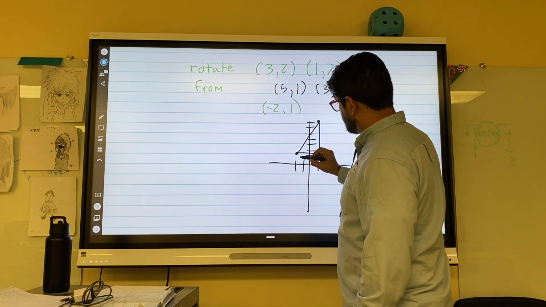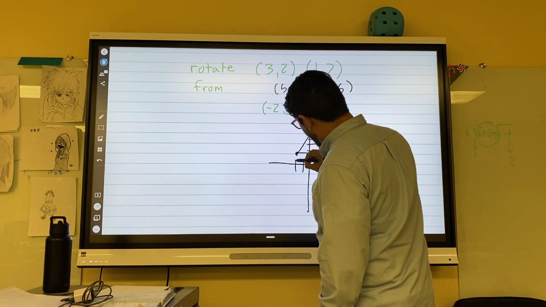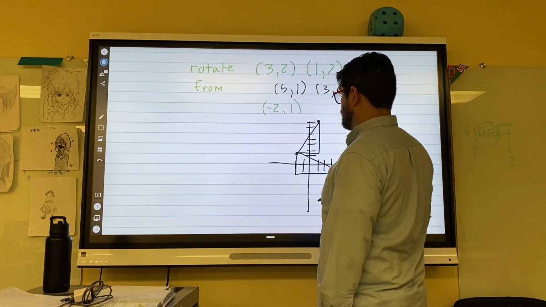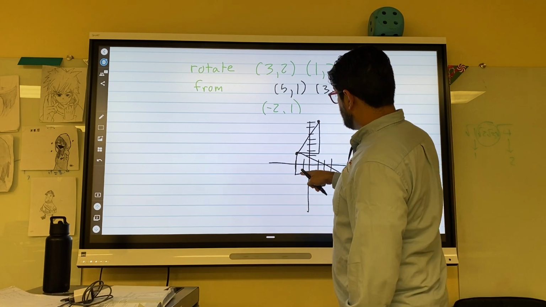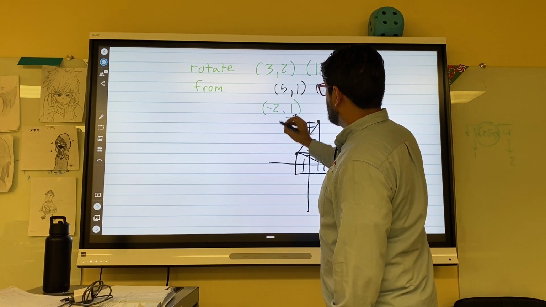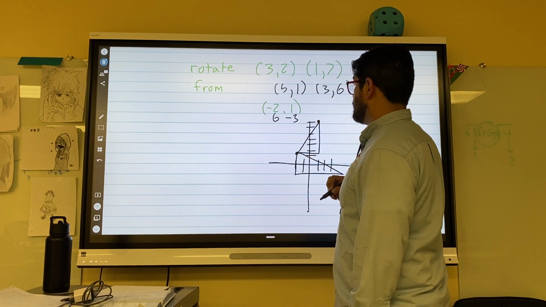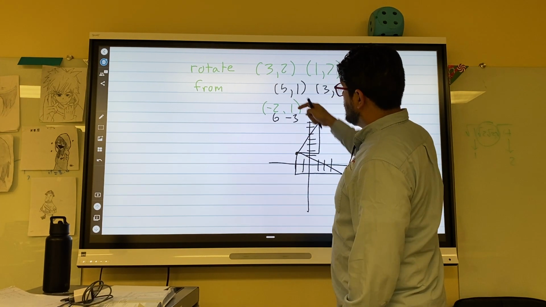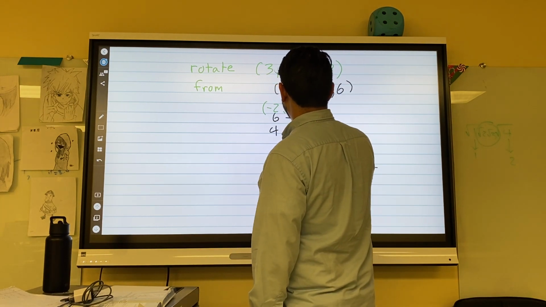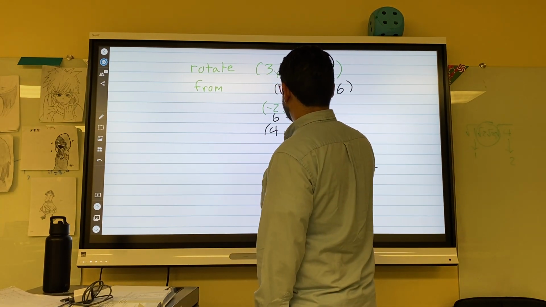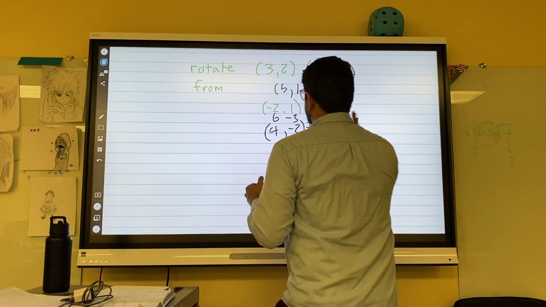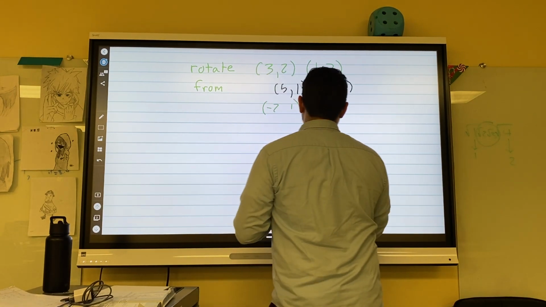Right 3, up 6. So now it's going to go down 3 to the right 6, making this new triangle. So if I go from here and if I go down 3 and to the right 6, okay, I'm going to end up at 4, -2, our new location. That's how you rotate points from an odd center, okay?